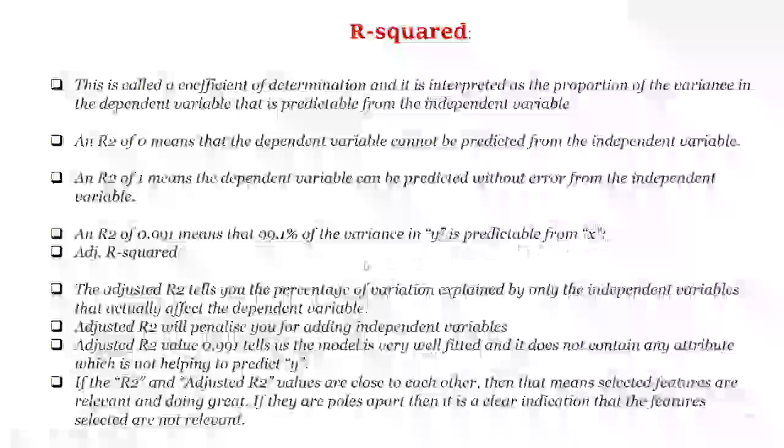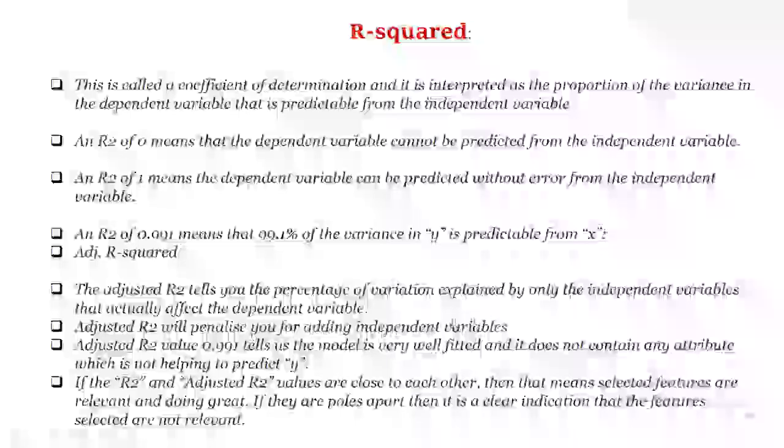How much variance in the data, for example, in the buying of lottery tickets, spending on lottery, if our model is giving 99.1% R square value, it means the lottery spending is explained 99.1% by the wealth. That is the independent variable. So the adjusted R square tells you the percentage of variation explained by the independent variables. Adjusted R square will penalize you for adding independent variables.